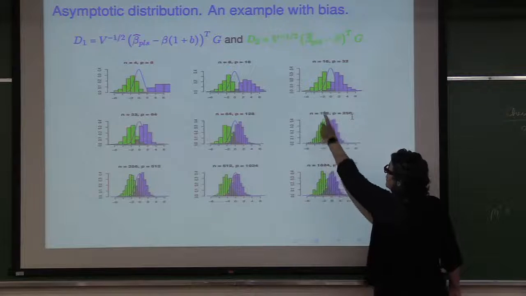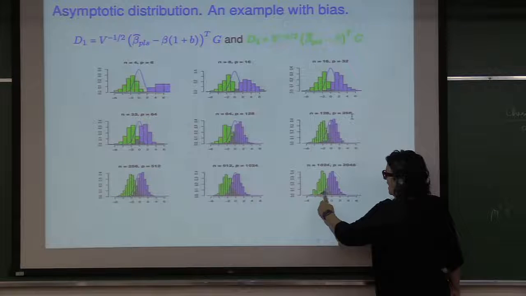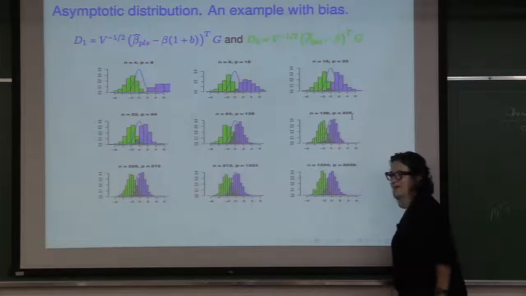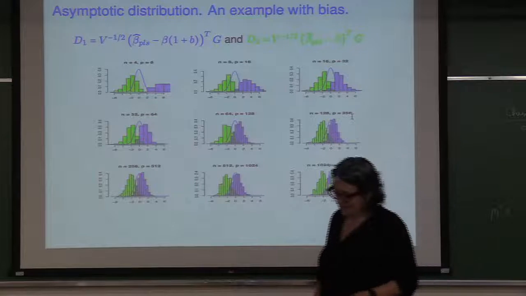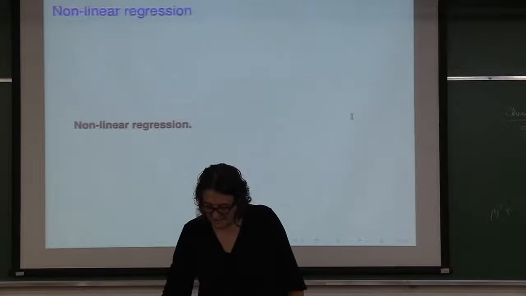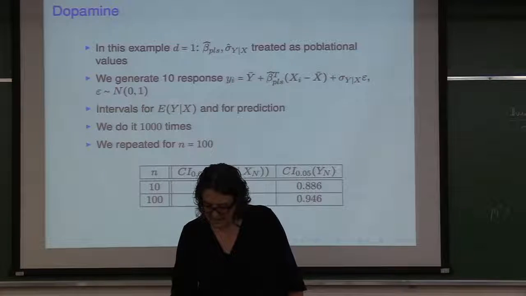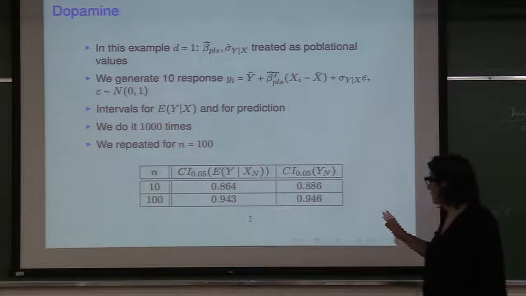This is the normal 0, 1, the density curve. And the green one, you can see the bias. The bias is an important quantity that you have to put, because in other case, it's not true that it's going to the normal 0, 1.